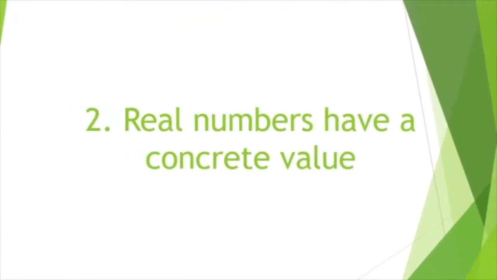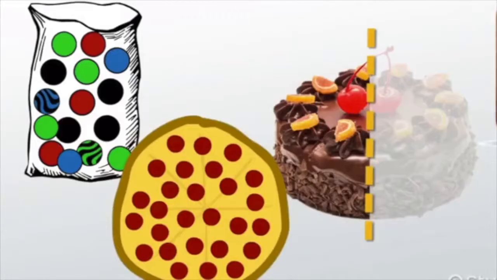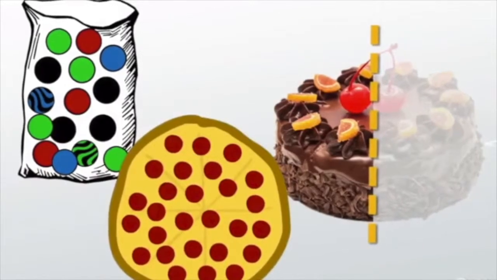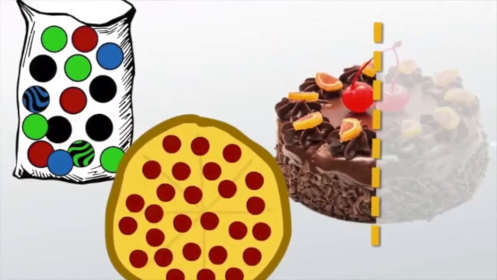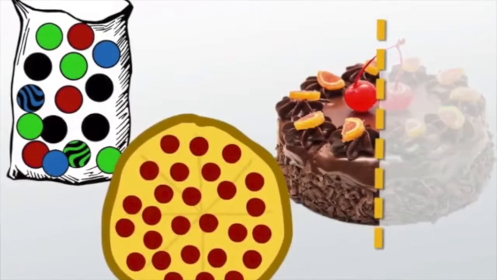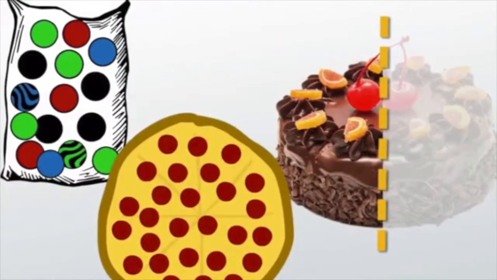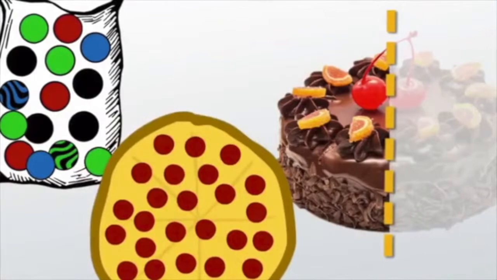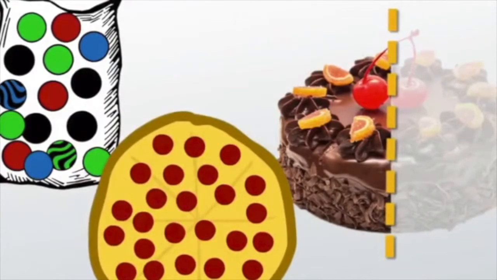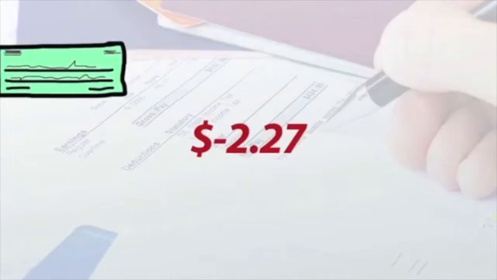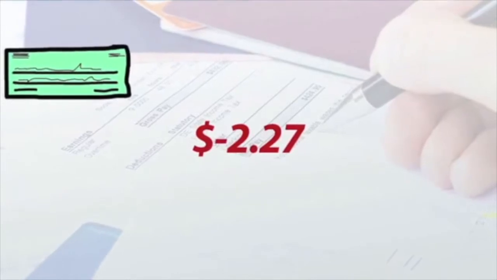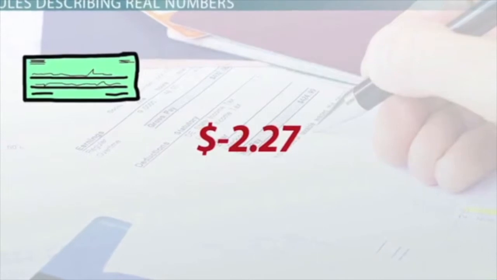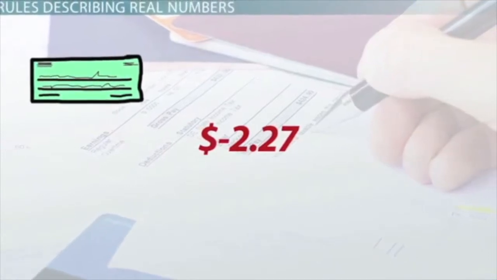Secondly, real numbers have a concrete value. You know what 15 marbles look like, or half a cake. You can even know how many pieces are in the square root of 5 pieces if you have a calculator. The negative side works for this as well, especially when you are working with money. If your checking account balance is negative $2.27, you probably should start worrying.